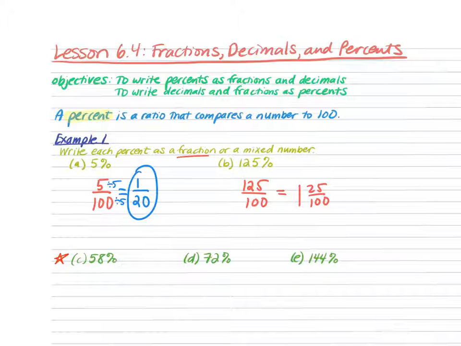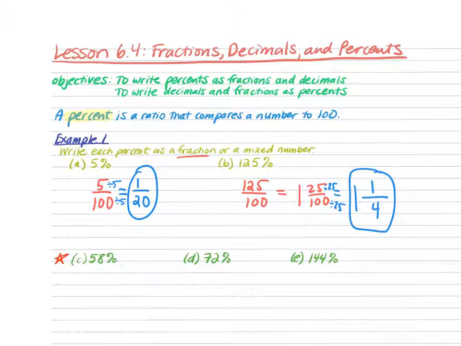Okay, and so the same thing's going to happen here. We have 1 and 25 over 100. 25 goes into 100 evenly, so you can divide the top by 25 and the bottom by 25. 25 divided by 25 is 1. 100 divided by 25 is 4. So this is 1 and 1/4. That's the mixed number for that. So 5% is the same as 1/20th, and 125% is the same as 1 and 1/4.